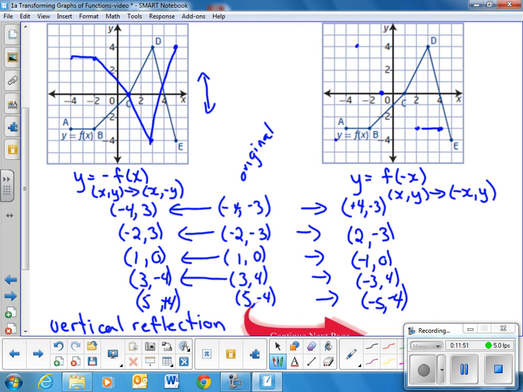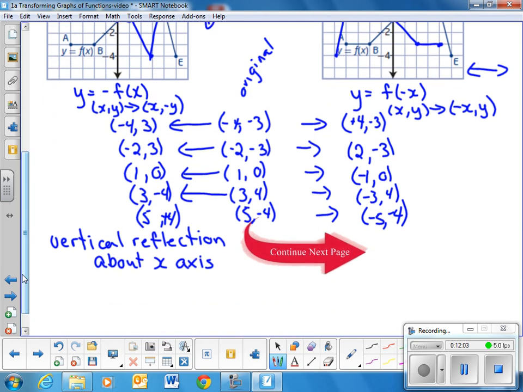And so our new graph looks like this. So which direction have those points moved? They have moved in this direction. And so this time we have a horizontal reflection about the y-axis.